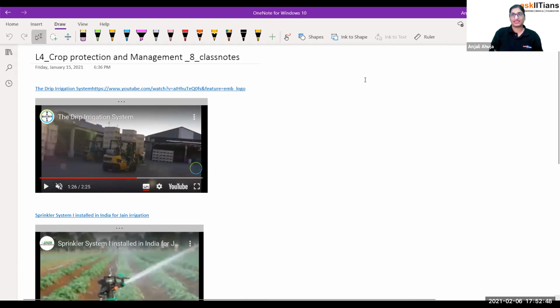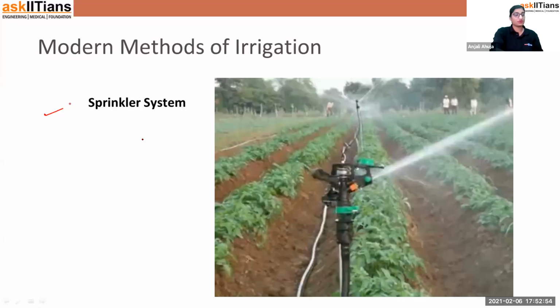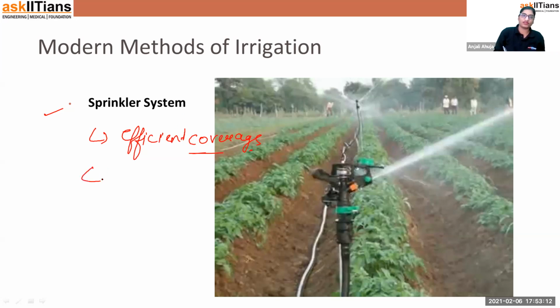Let's come back to the presentation. So if a question comes in your paper, guys, what are the advantages of the sprinkler system? You may say there is efficient coverage of area from the place where it is being kept, and this has a wide range of water capacity.